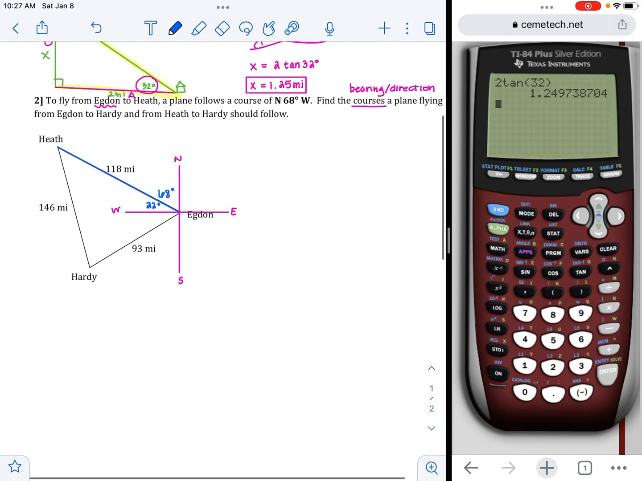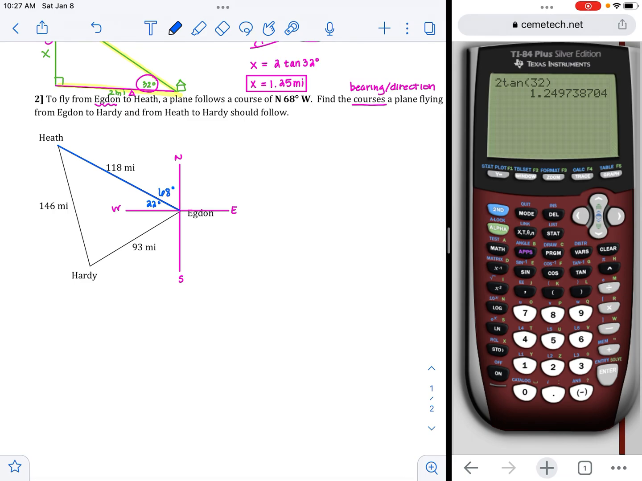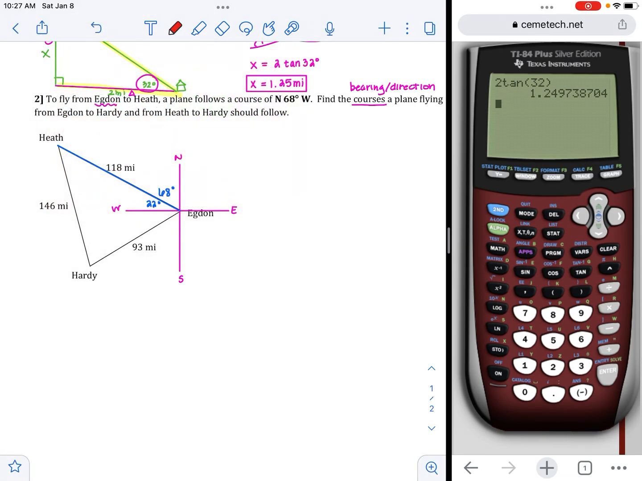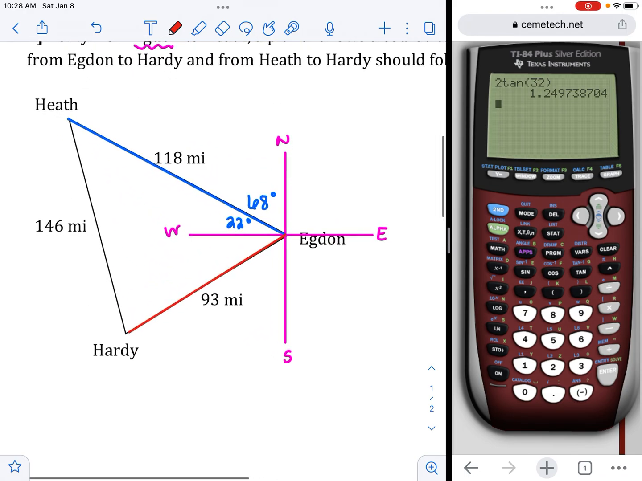Okay, so now that's the information I was given, and it says find the courses of a plane flying from Egdon to Hardy and Heath to Hardy. So we have to do one at a time. Let's do Egdon to Hardy. Okay, so let's start with Egdon to Hardy. So I need to put a compass at Egdon, but there already is one there. But I'm going to do Egdon to Hardy. So we want to know what's this course right here. So we want to know what is that.